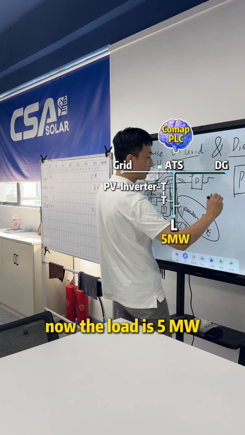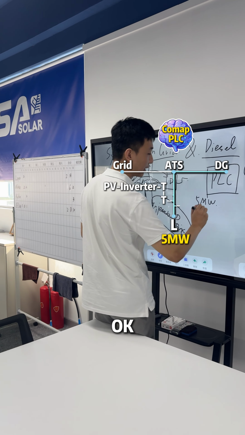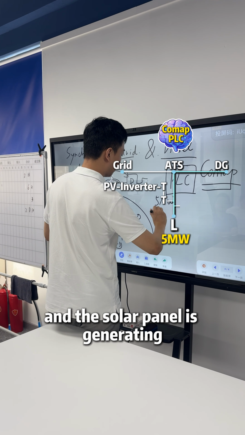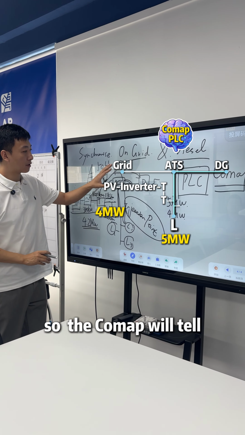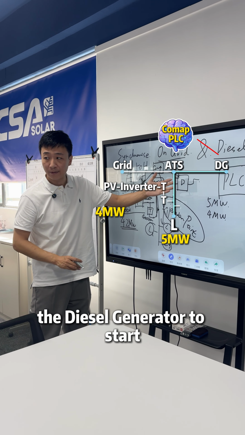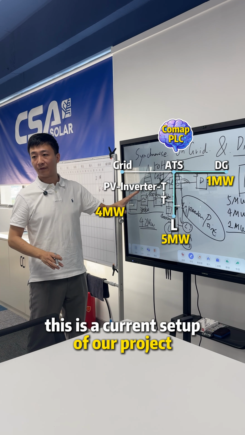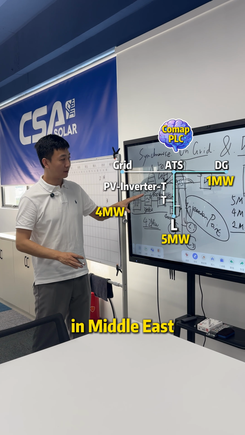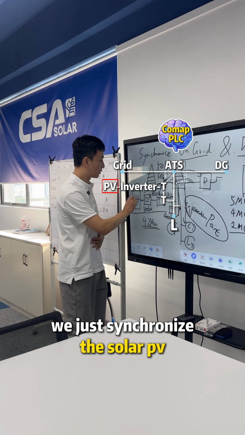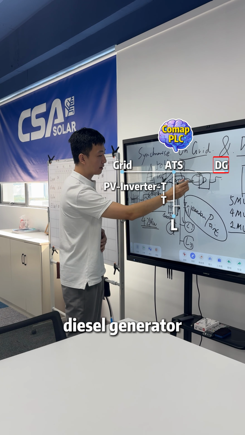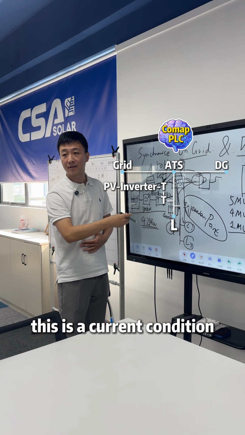For example, now the load is 5 megawatt, okay? And the solar panel is generating 4 megawatt power. So the COMAP will tell the diesel generator to start generating 1 megawatt for the load. So this is the current setup of our project in Middle East. We just synchronize the solar PV with the diesel generator for the load supply, okay? This is the current condition.